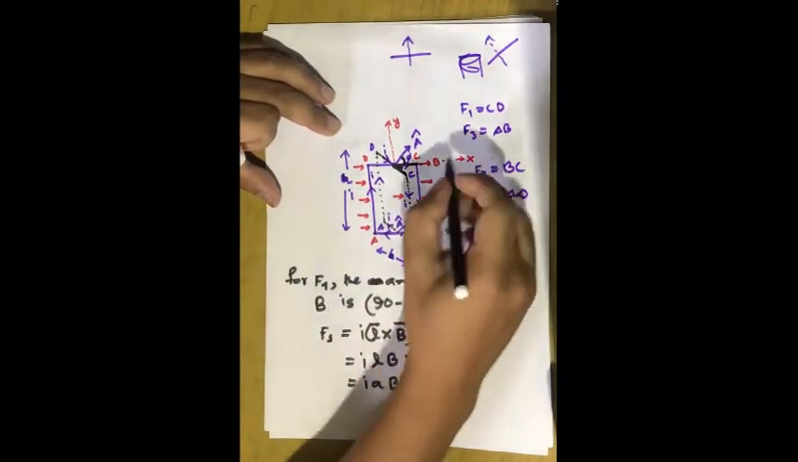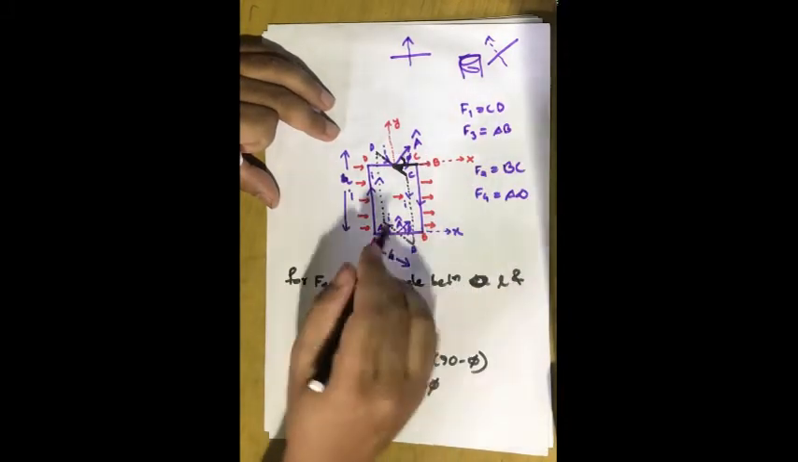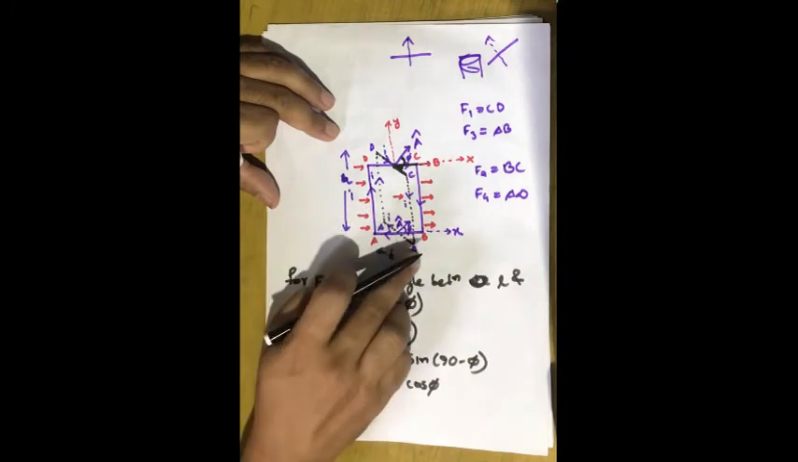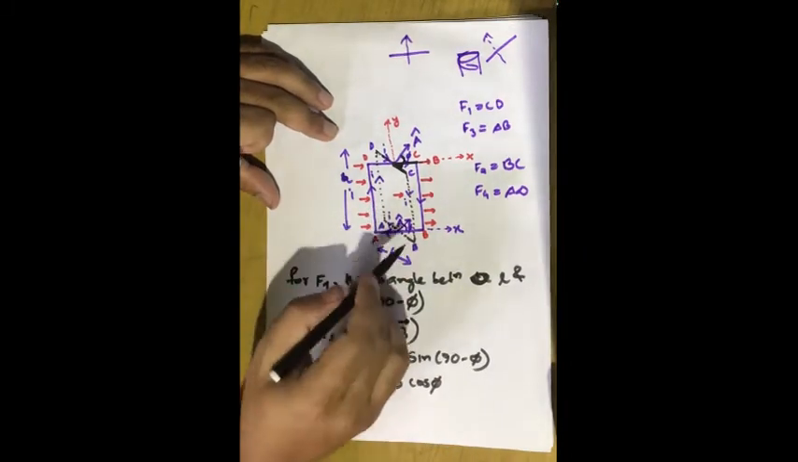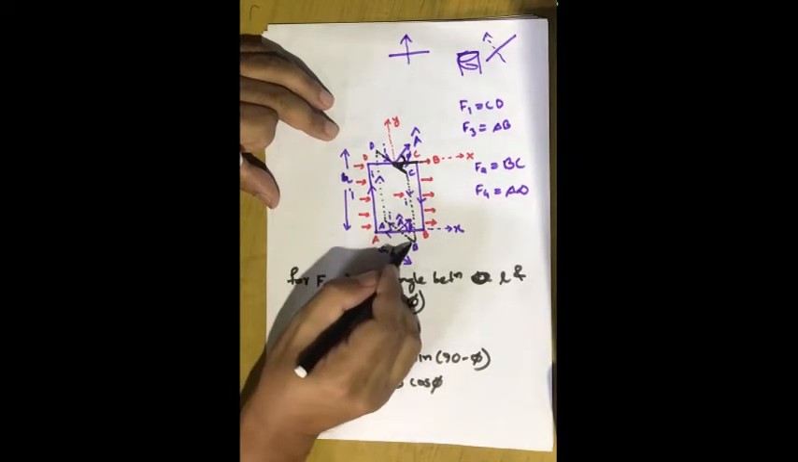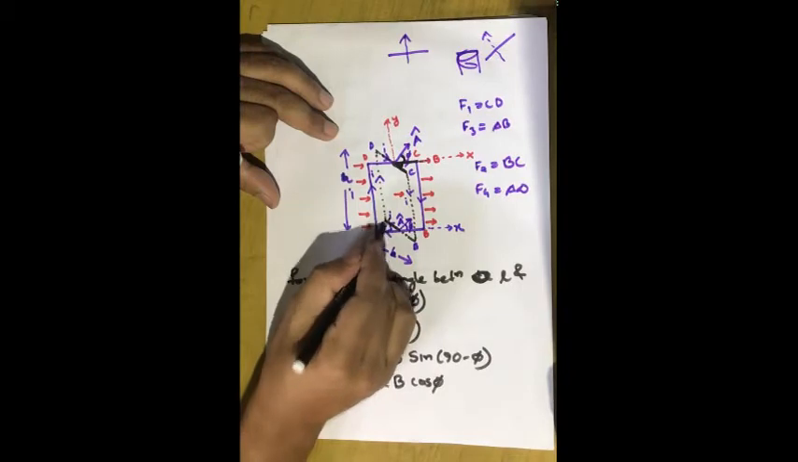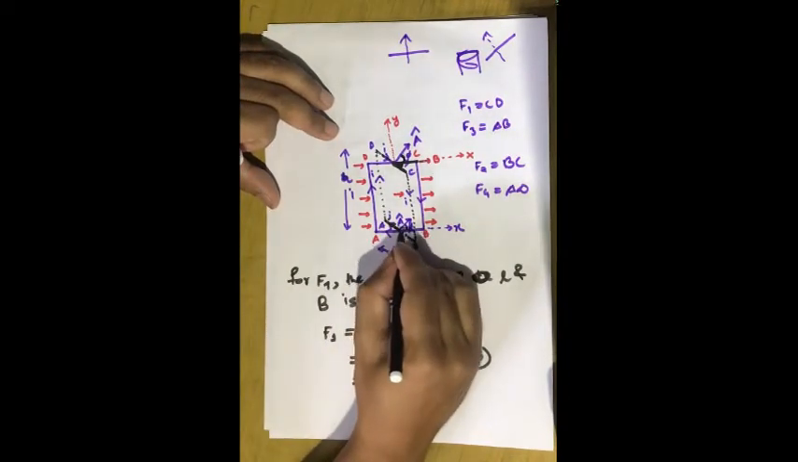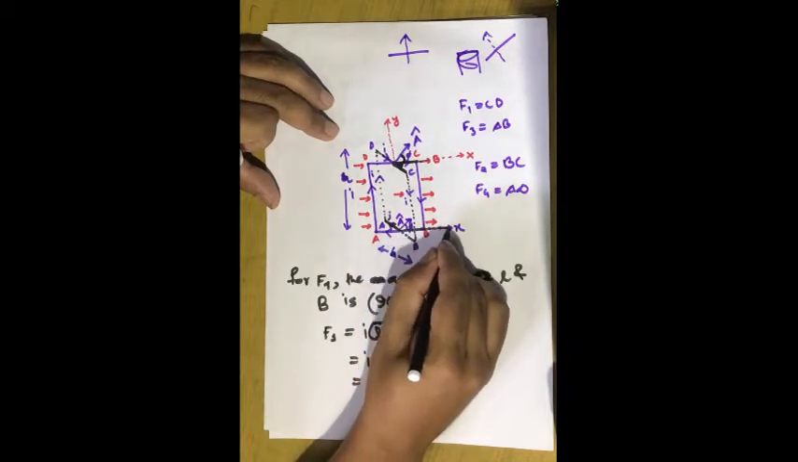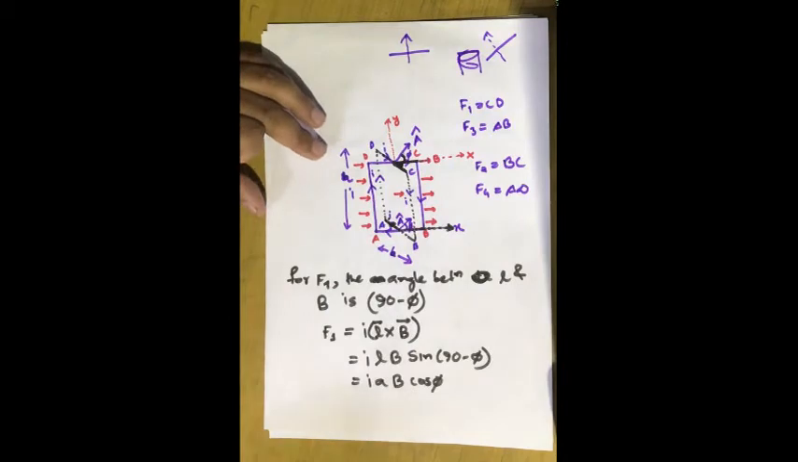Now let's find the force acting on the line AB. Say this is the line AB, and what is the force acting on the line AB? As you can see, the current is along B to A. Therefore here the length vector will be along this direction, and the magnetic field is along this direction. So what we have to find is the value of this angle.